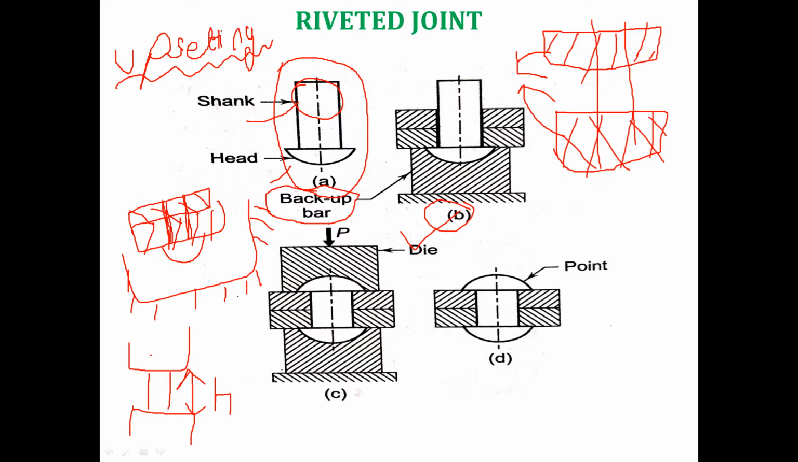This top die, I will apply some blows of hammer on this upper die. So with the blows of hammer, what will happen? This metallic portion will deform. The height will get reduced, and finally you will get this type of shape. Yes or no?